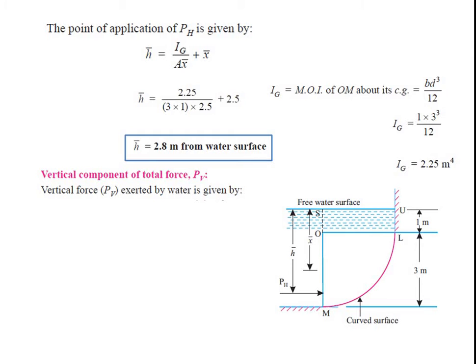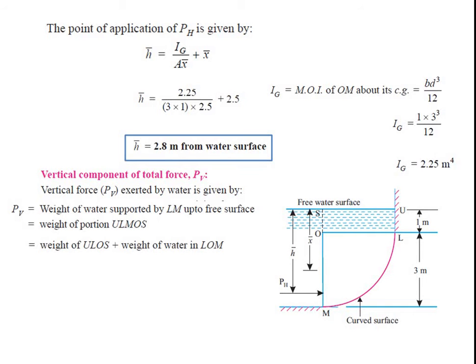Now, the vertical component of the force, PV. For the vertical component, we are going to consider a horizontal plane OL. So for PV, the weight of water supported by LM up to the free surface is equal to the weight of portion ULMOS. That is, for vertical forces, it is required to consider this whole portion ULMOS. These total forces are required when considered. And how to consider this?